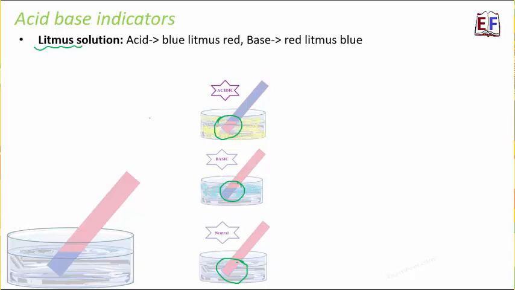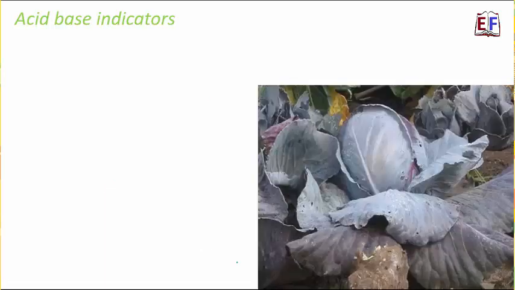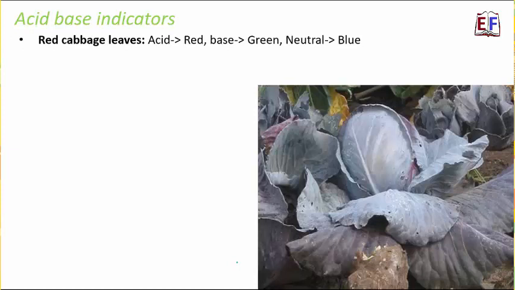So these are just indicators. They just tell you whether this substance is acidic or basic. That's it. Another popular acid-base indicator is red cabbage leaves. So have you ever seen red cabbage? Normally the cabbage is green in color. But if you go to some supermarket or some market, you would see this red colored cabbage. So their leaves also act as indicators. Their leaves turn red in acidic solution, green in basic solution, and blue if the solution is neutral.